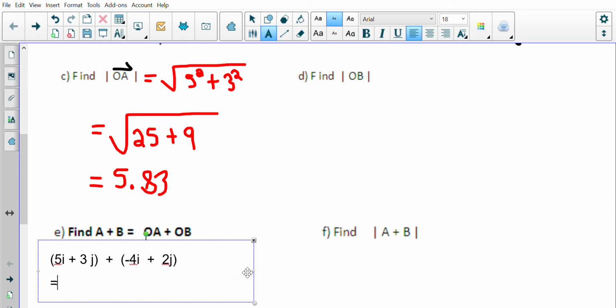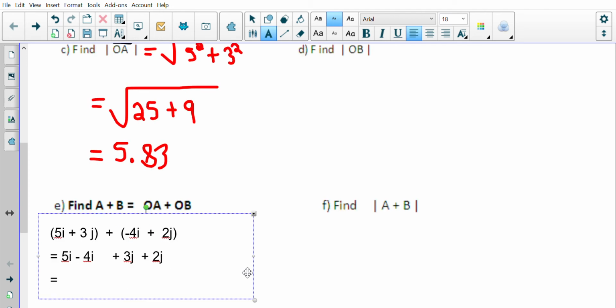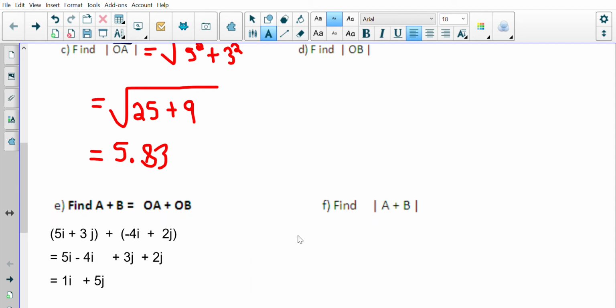Now what I can do when I'm adding these two vectors together is add the like terms, or the like vectors, I should say, together. So I'm going to put 5i minus 4i together. And in a similar way, I'm going to put the 3j plus the 2j. So in terms of components, A plus B would be 1i plus 5j. That would be the vector A plus B.